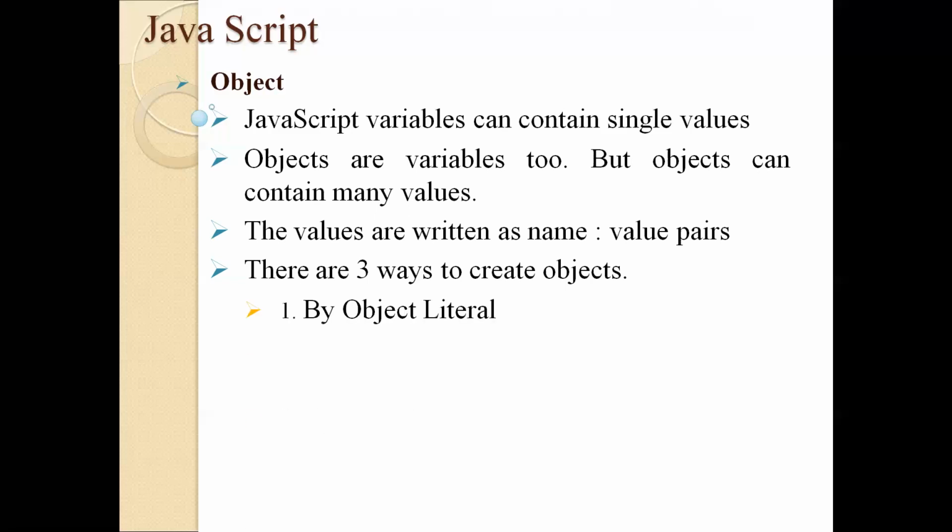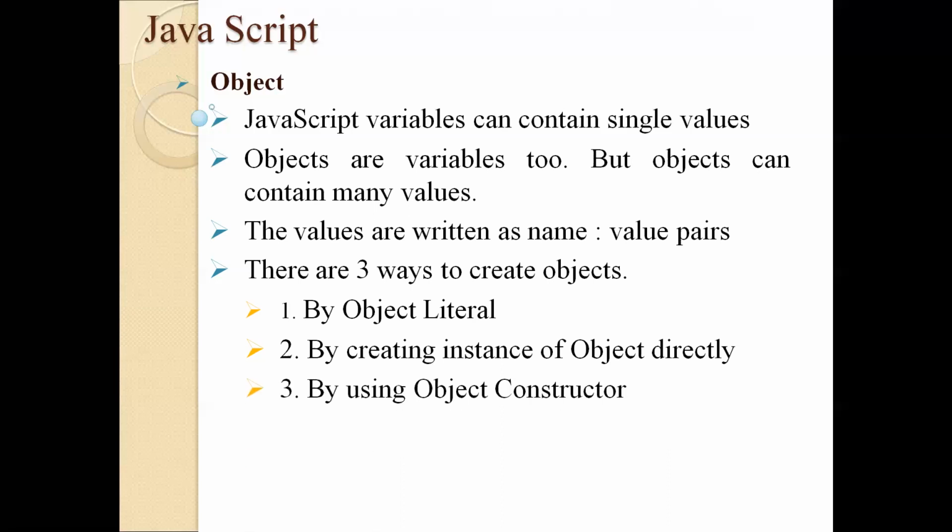The first one is by object literal. I will explain what object literal is, and the other two ways, in the next slide. Don't worry. The second one is by creating an instance of an object directly. When we hear the word instance, either in Java or JavaScript, the new keyword should come to your mind. Instance means new keyword, right? So the second way of creating an object in JavaScript is by using the new keyword, that is, by creating an instance of an object directly.